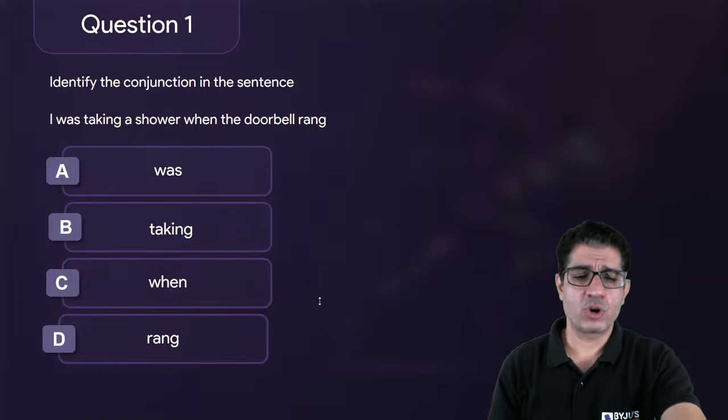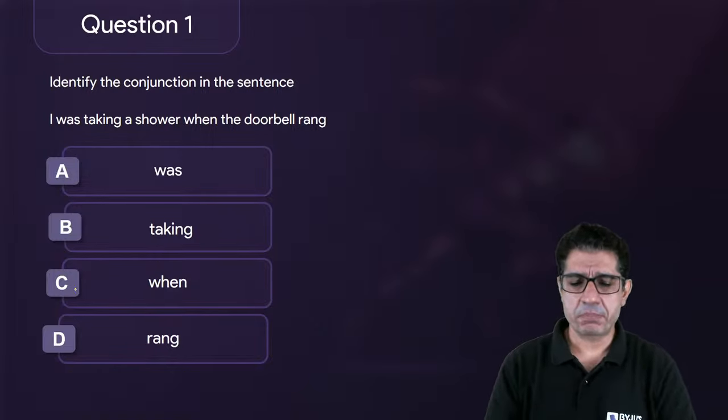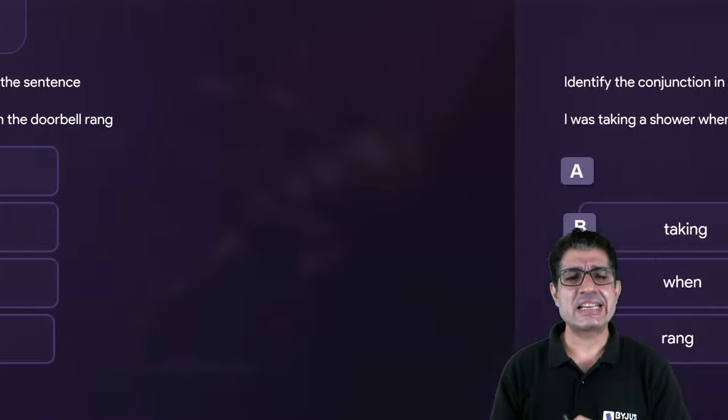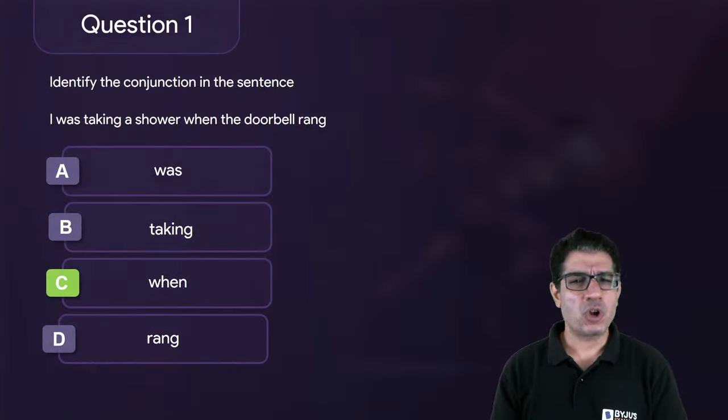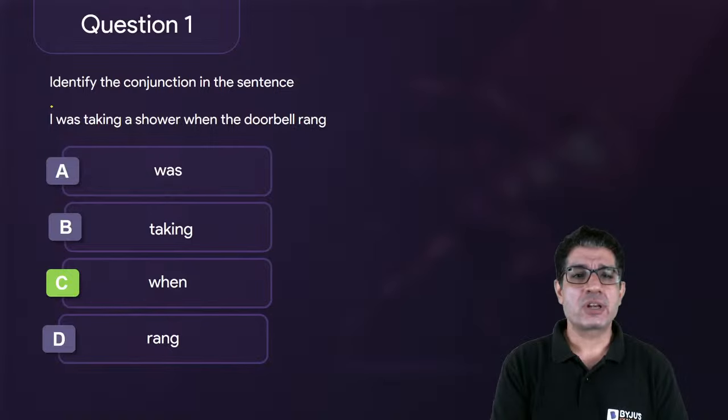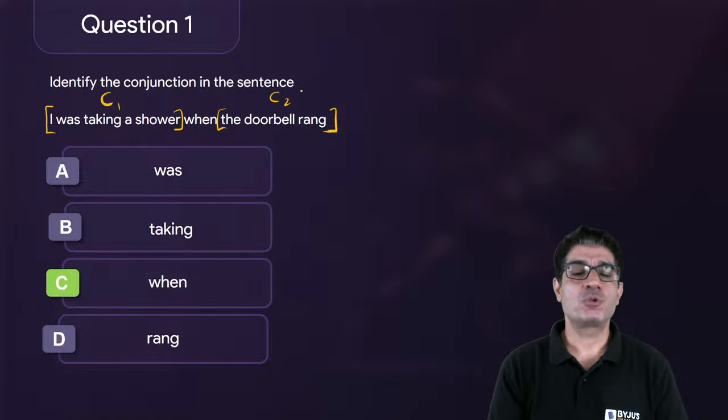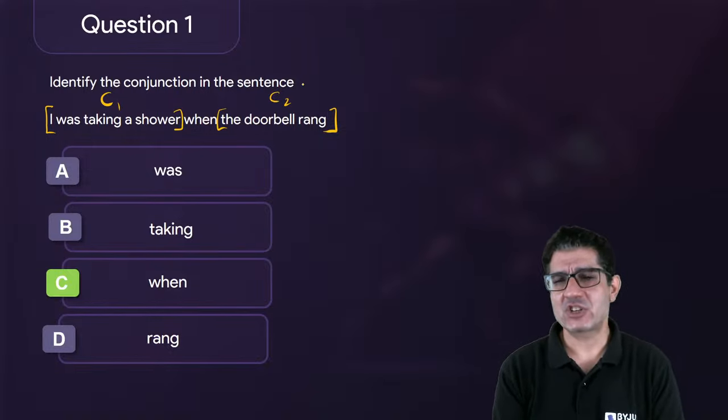Oh, yes, all of you are already pretty confident of this. So it is indeed C. Those of you who could not see this, you notice that there are two clauses. I was taking a shower, the doorbell rang. Now, you cannot have two clauses without a conjunction in a single sentence.